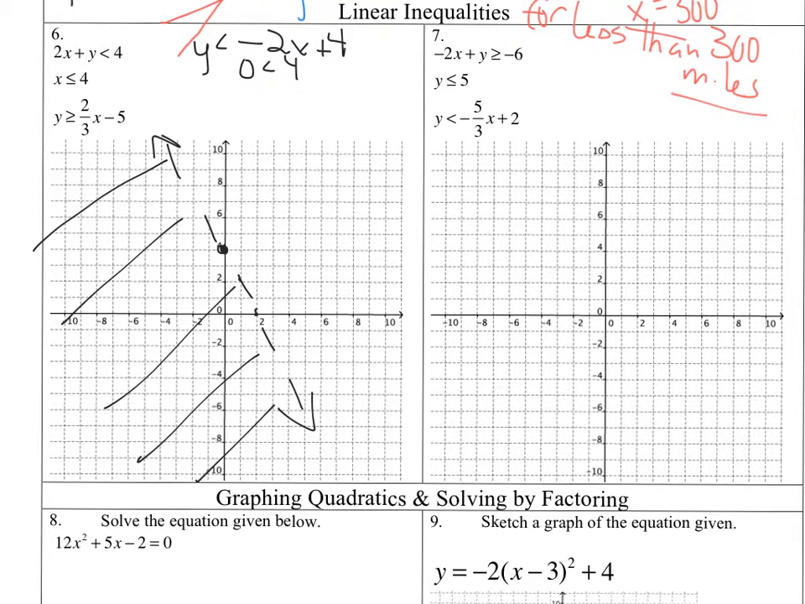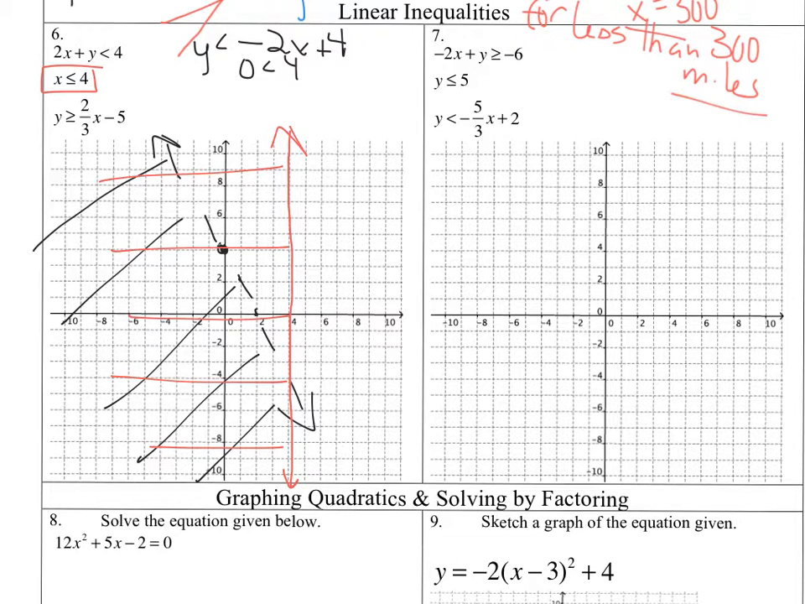Then I look at this next one. It says x is less than or equal to 4. Well, x is equal to 4 right here, this vertical line. I made a solid line because it says less than or equal to. And since it says less than, that means I go over here.